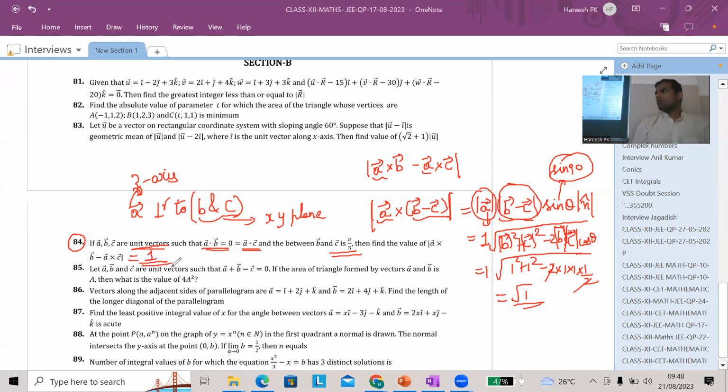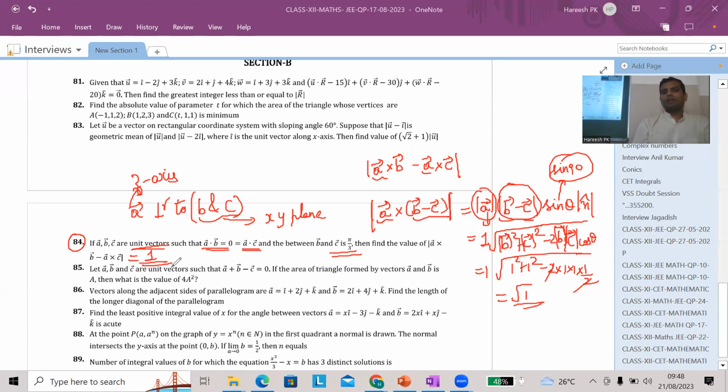Yes. I used a different logic too. A cross B, we know the angle between A and B. So that is mod A, mod B sin theta. A is 1. A cross C is also 1. So we'll get 0 inside. What is the mistake there?